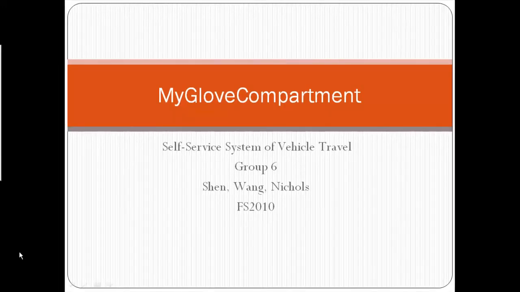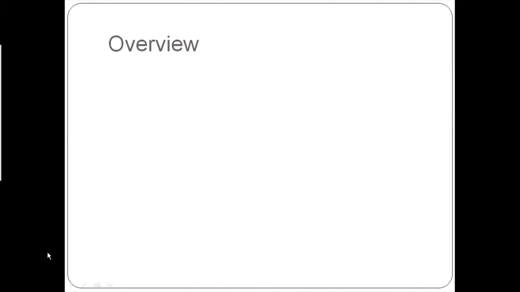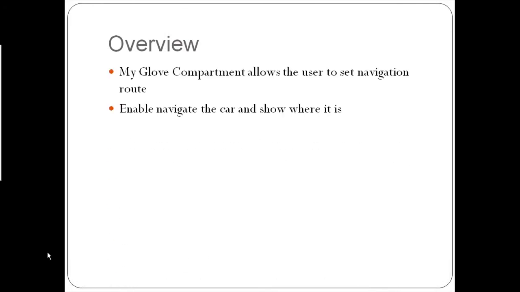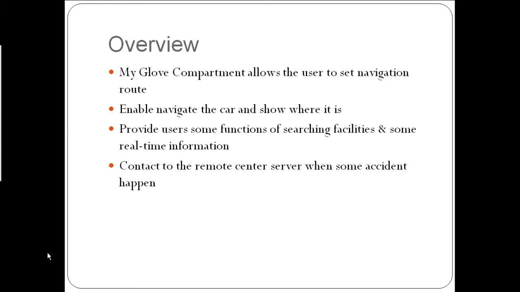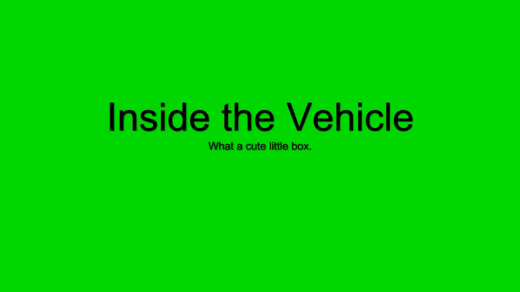Welcome to MyGloveCompartment, a self-service system of vehicle travel. MyGloveCompartment allows the user to set a navigation route, enable navigation of the car and show where it is, provide users some functions of searching facilities and some real-time information, and contact a remote center server when some accident occurs.